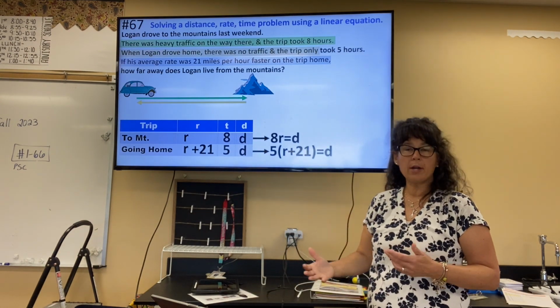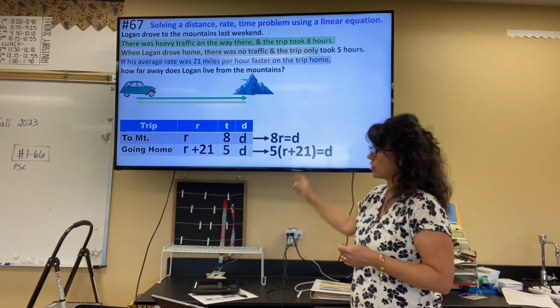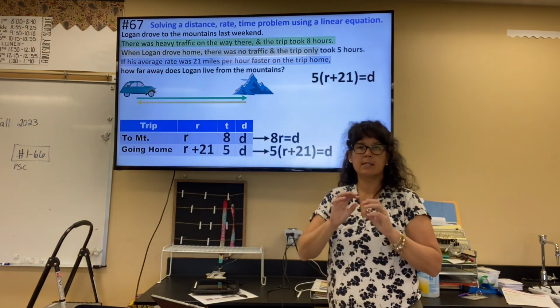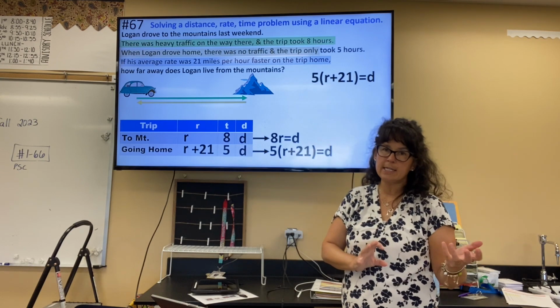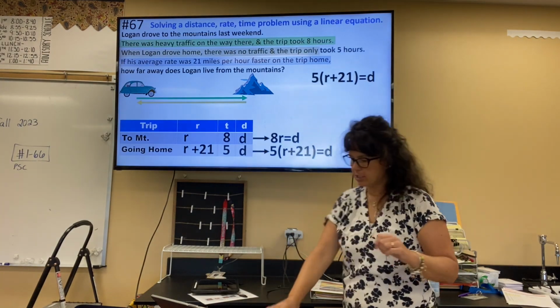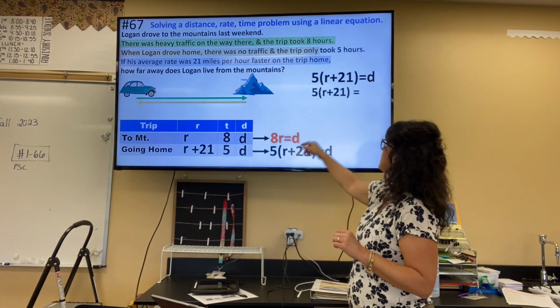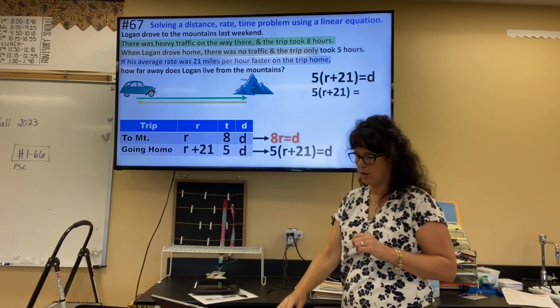You're going to grab one of those equations. So I'm going to grab this equation here. I want the equation to have only R's or only D's. So looking around here, I see that I have 8R equals D, so I can replace the D with 8R.